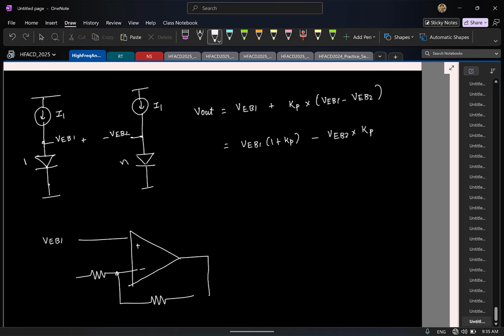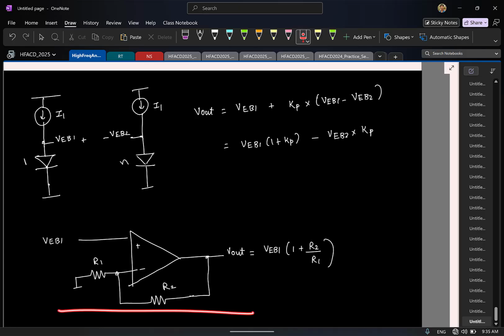I call this R2, R1. So what will be Vout now? VEB1 times (1 plus R2 by R1). Okay, so that gives me the first part. Now I also need to get this part. So what do I do? I have another voltage VEB2 that needs to be multiplied by minus some K. I should use it in what configuration? Inverting. So what can I change here to get this directly?